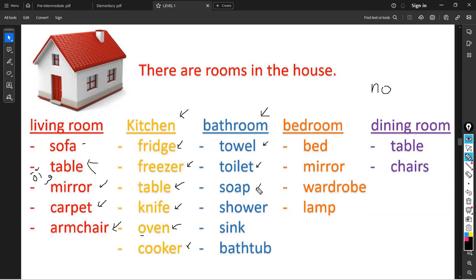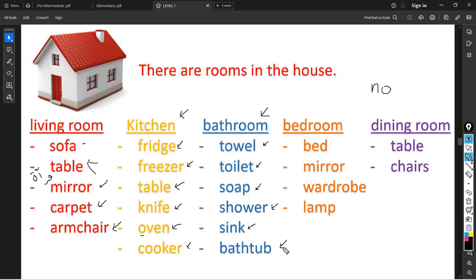Amazing. How many soaps do you have in your bathroom? There are two soaps. Amazing. How many showers do you have? There are two showers. Amazing. How many sinks do you have in your bathroom? There are two sinks. Thank you. Finally, how many bathtubs do you have in your bathroom? There is one bathtub. Amazing. Thank you so much, Nahil.